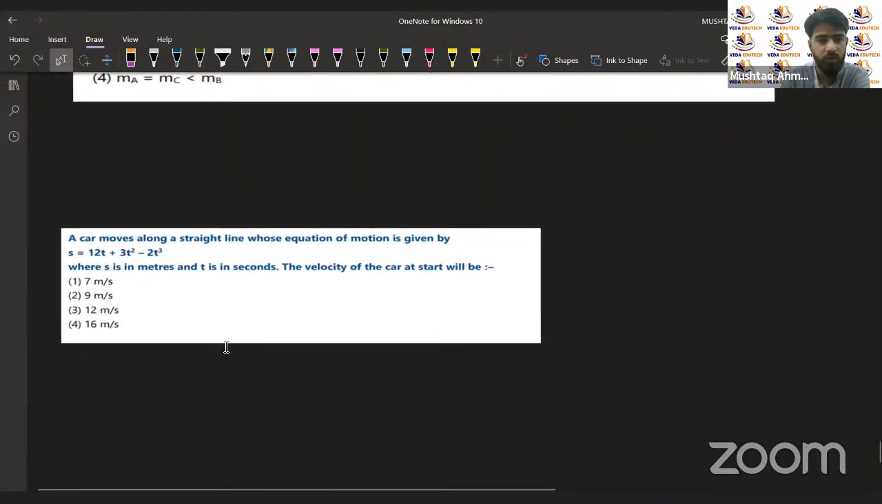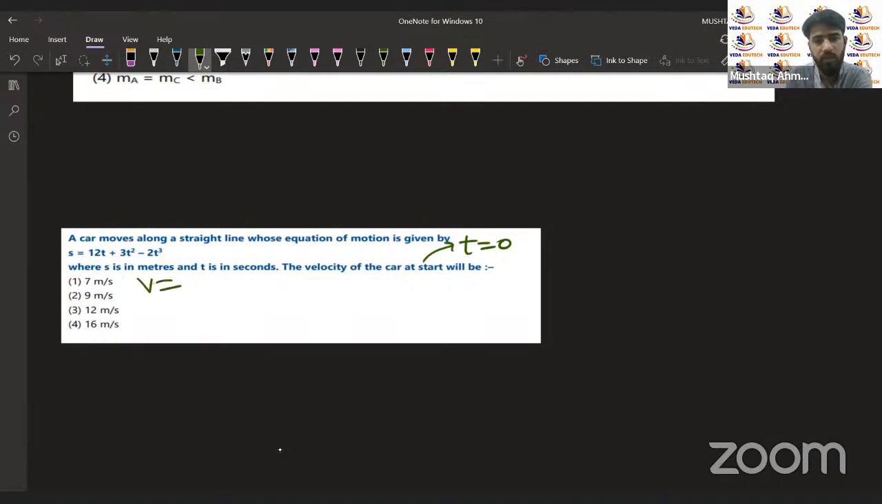And here we have one more question. A car moves along a straight line whose equation of motion is given by displacement, that is 12t plus 3t square minus 2t cube. We have to find the velocity of the car at start. At start means when the time t equals 0. At this point we have to calculate the velocity of the car.